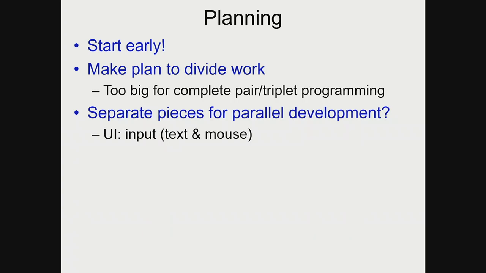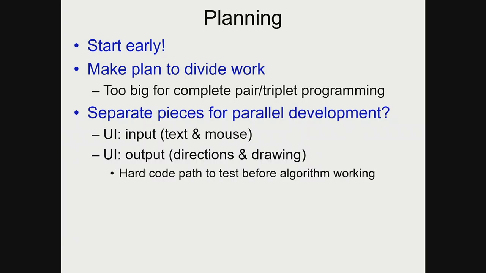Okay, so again, the UI can be divided into 2 parts. One is the text and mouse input, making sure that you can specify the intersections that you want to travel from and to. And then the other part is the output, the visualization and the travel directions. As Dondi said, basically hard code the path to test before the algorithm even finishes, so you don't have to wait for your teammate. And the third part is the algorithm.